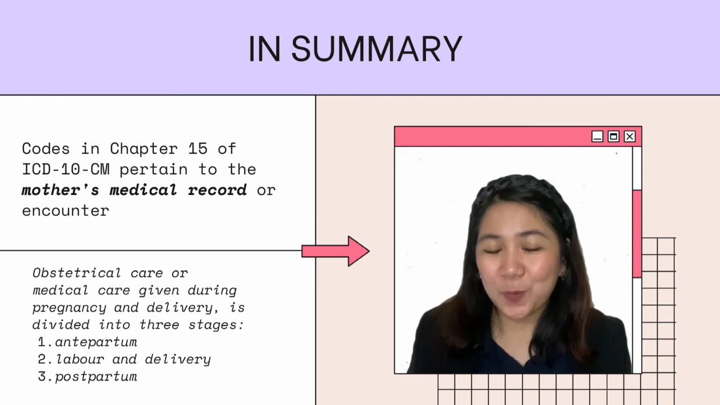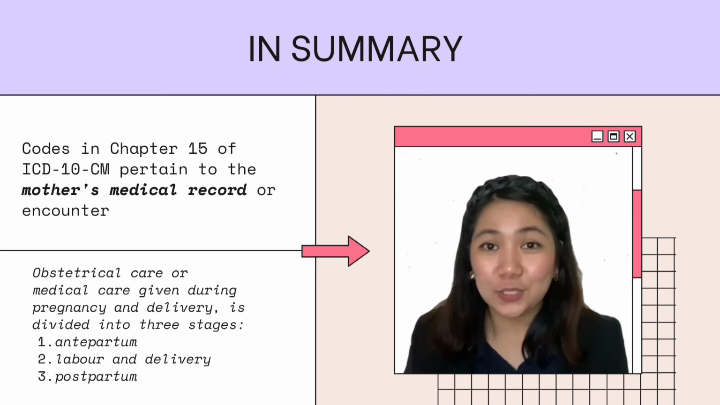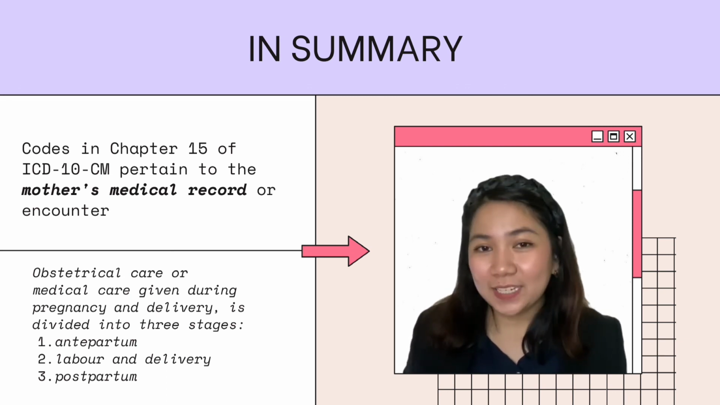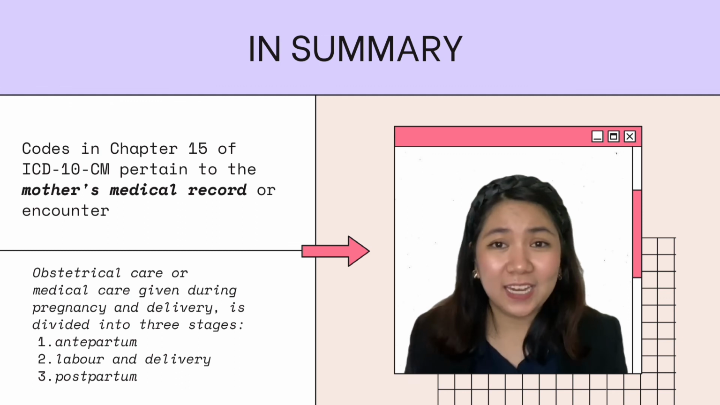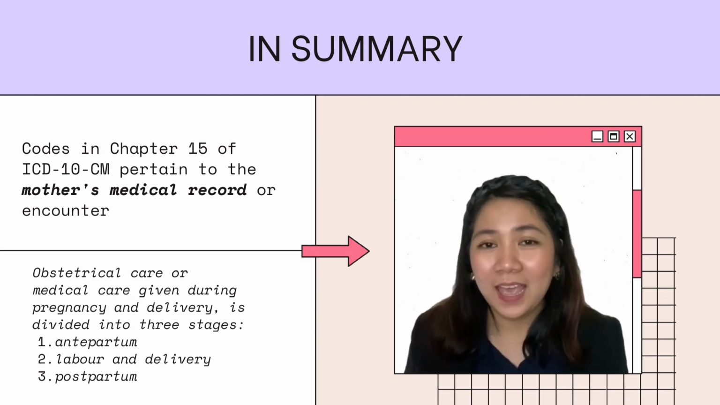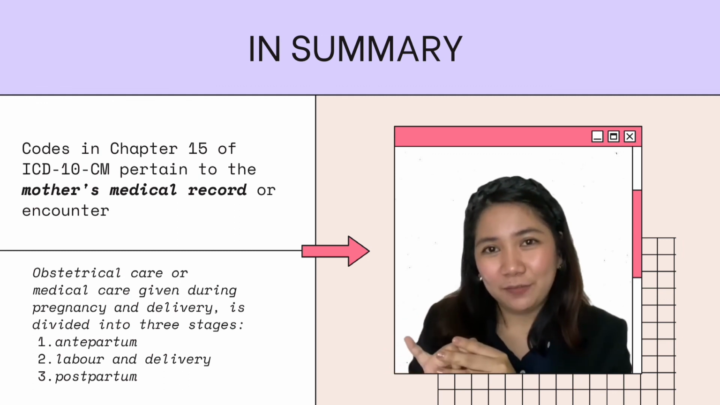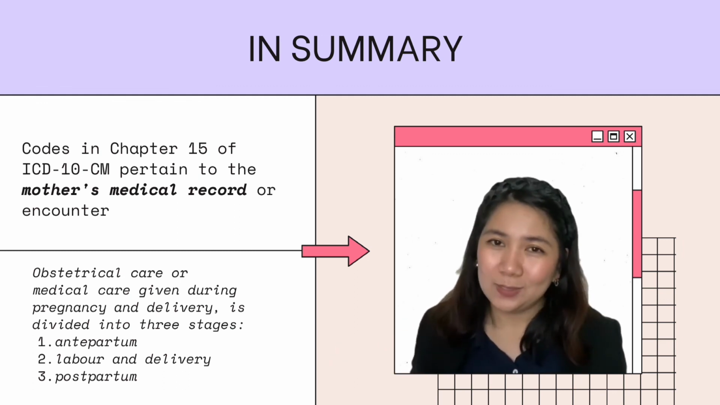To summarize what my roommates and I have presented, the codes in Chapter 15 of ICD-10-CM pertain to the mother's medical record or encounter unless the physician confirms that the condition is incidental to pregnancy, and any other condition observed during the pregnancy or postpartum periods is assigned to this chapter as a complication. Obstetrical care or medical care given during pregnancy and delivery is divided into 3 stages, which are antepartum, labor and delivery, and postpartum. So, that is all from Chapter 15.